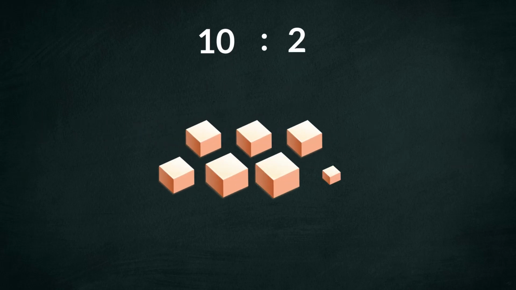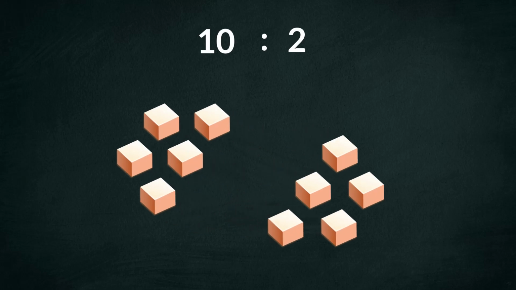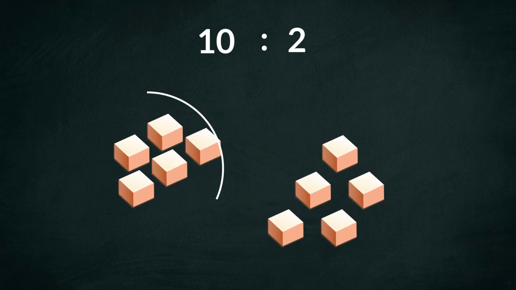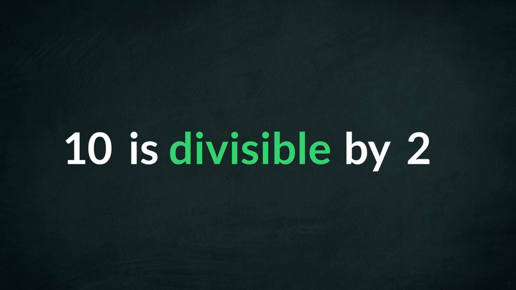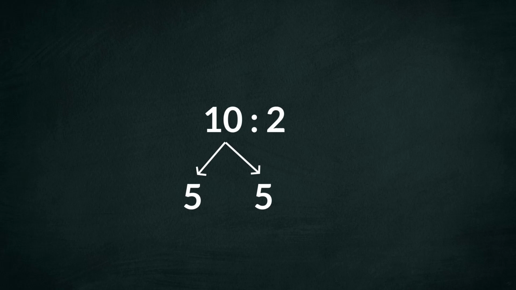But how about the other division, 10 divided by 2? We can split 10 blocks into 2 groups, and each group has 5 blocks. Nice and easy, right? Every block belongs in a group with no block left behind. Sorry to that block from earlier. Must be lonely. That means we can say that 10 is divisible by 2. A number is divisible when it can be divided by another number without a remainder.